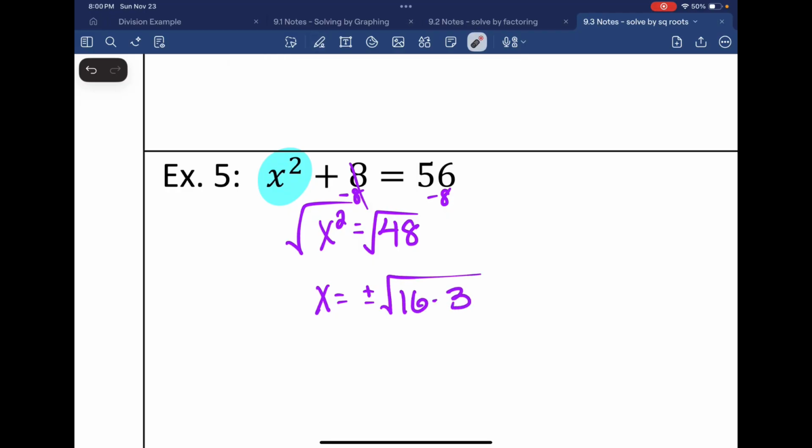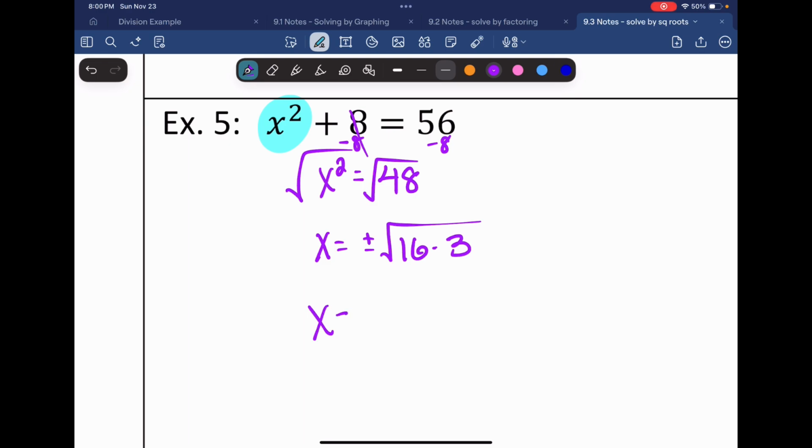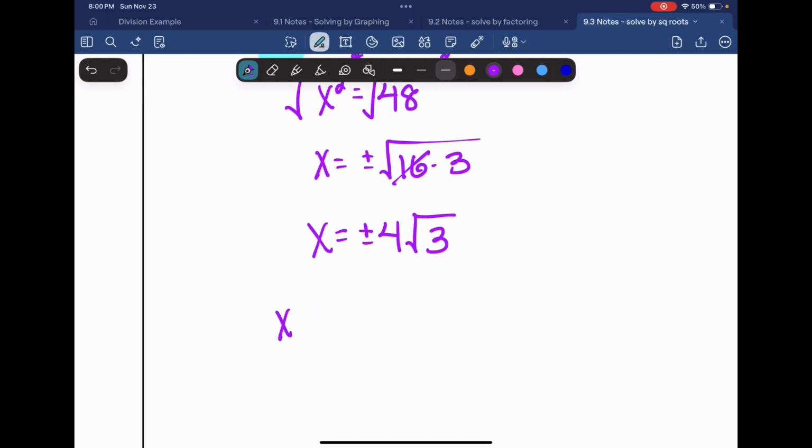So I want you to notice that I did a couple things here. First, I went ahead and did the plus or minus because I'm going to need it anyway. Then I broke up that 16 just like I did in Unit 8. Broke it up into its square and its non-square. The square root of 16 is 4, and the 3 is going to stay underneath. This means our solutions are positive 4 root 3 and negative 4 root 3.